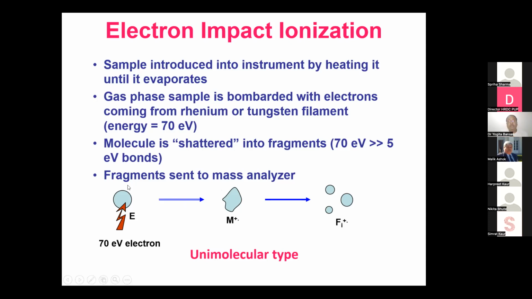So one electron is lost, and you are getting a radical cation. Radical cations are highly unstable, so they undergo fragmentation to stabilize themselves, right? So they form fragments, and each fragment is then sorted by the mass analyzer and then detected by the detector. So this is a unimolecular type of ionization, where nothing else is involved in the ionization, only one molecule and an electron beam, that's it.